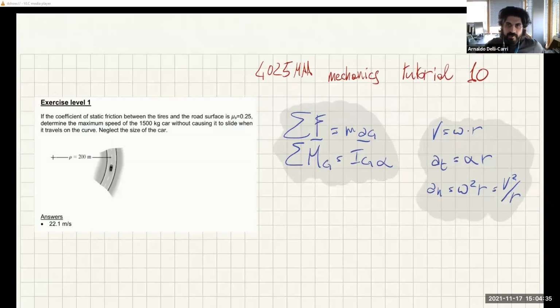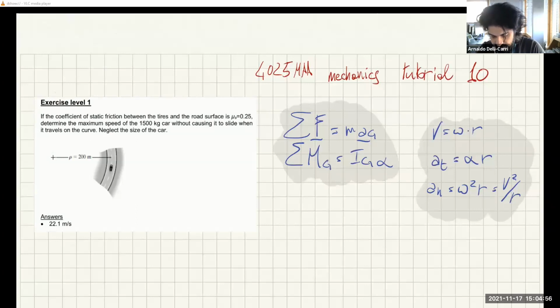All right, 4025 MA mechanics tutorial number 10. I remember we did general plane motion that encompasses curvilinear translation and at the same time also rotation of rigid bodies around the fixed axis. Let's start with level 1.